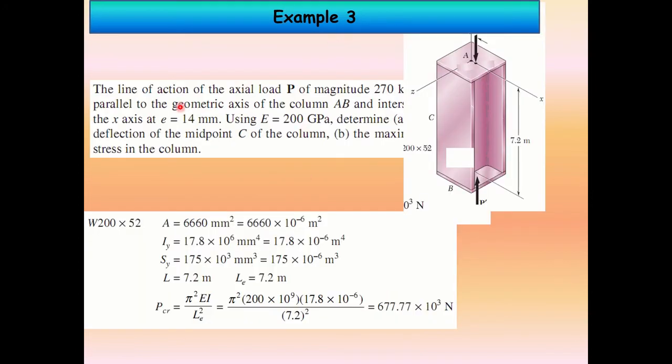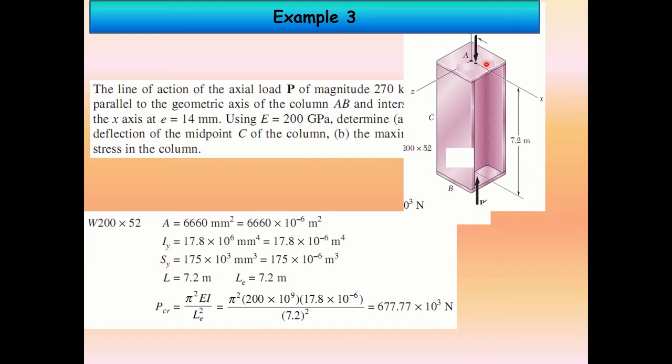Example 3. They have a load applied of magnitude 270 kN parallel to the geometric axis of the column, and it is applied at eccentricity e equal to 14 mm. Using E equal to 200 GPa, determine the deflection at the midpoint of the column and the maximum stress in the column. This is the data given for the section W200 x 52.